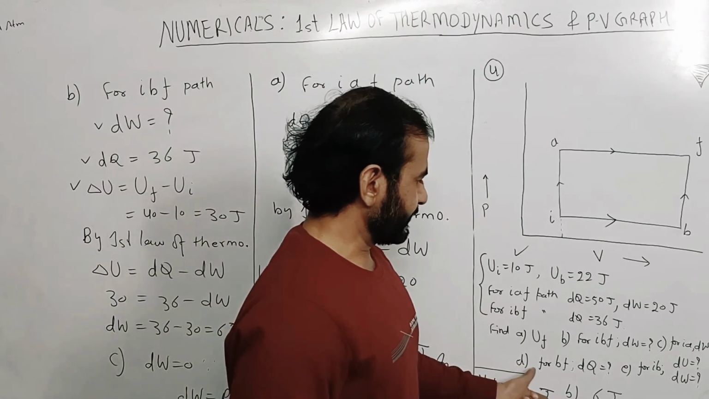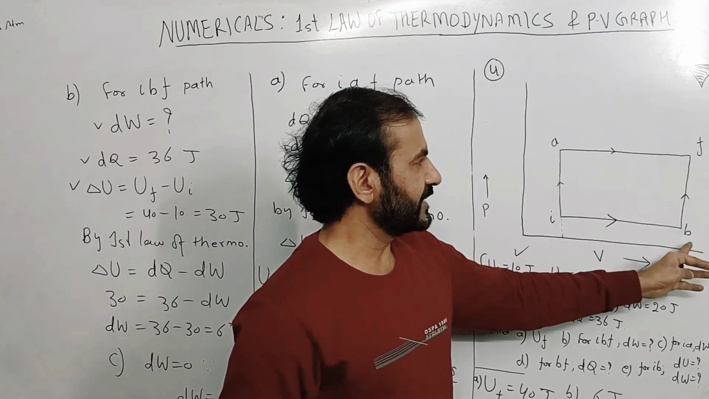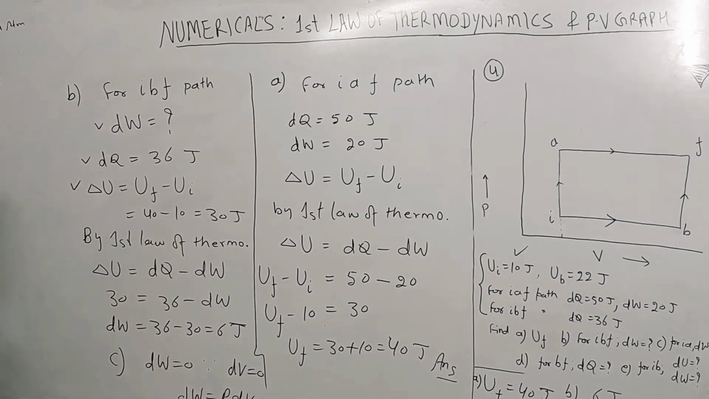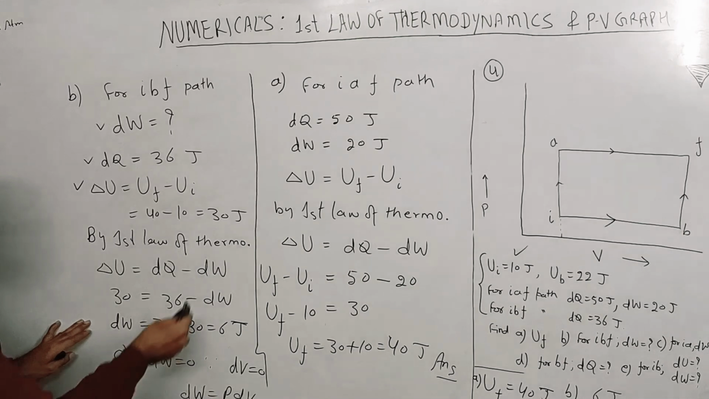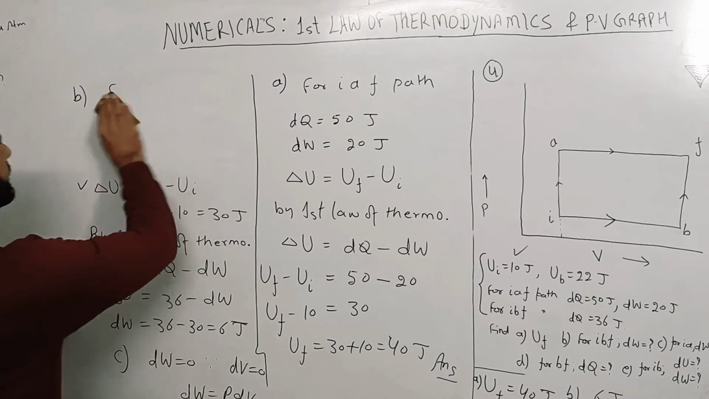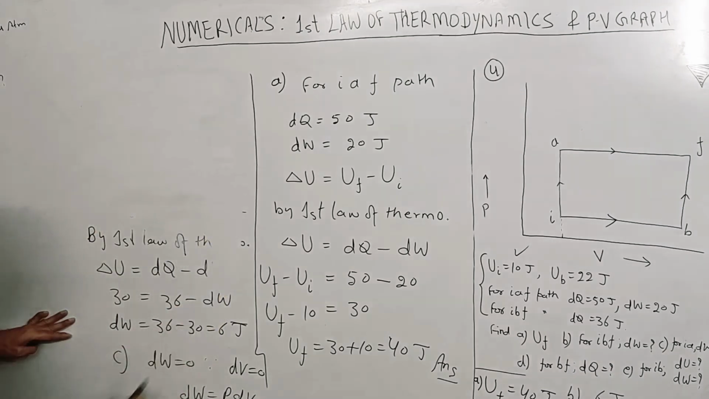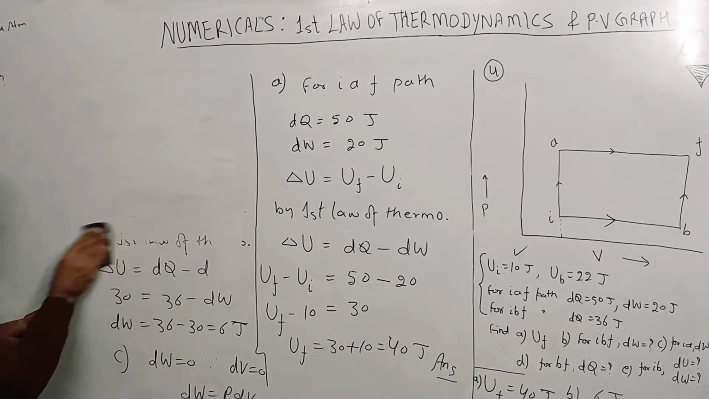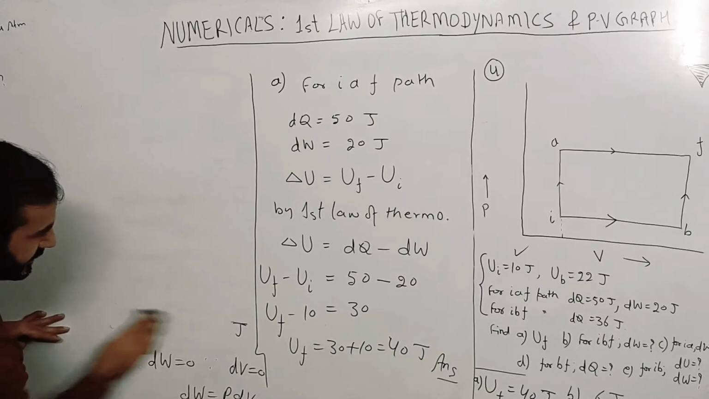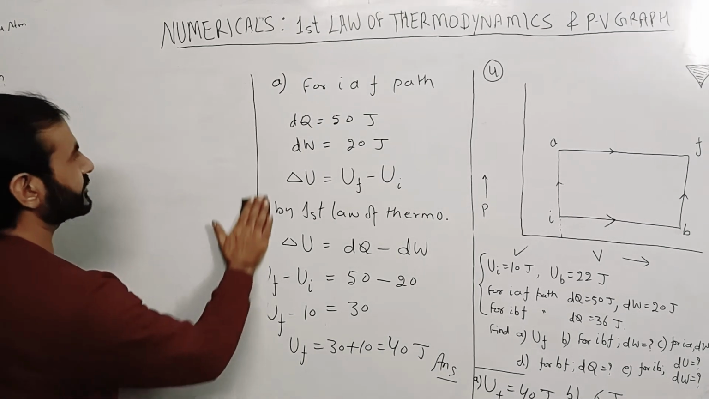Now D part, for BF we have to find dQ. Okay. For BF, think how it should be found. To find dQ, we should have dW or delta U, dU. Just a minute.